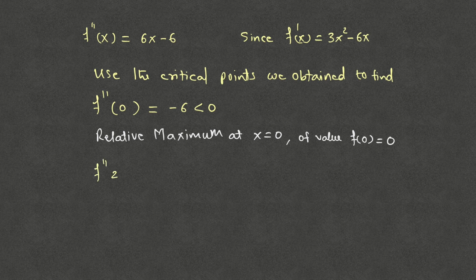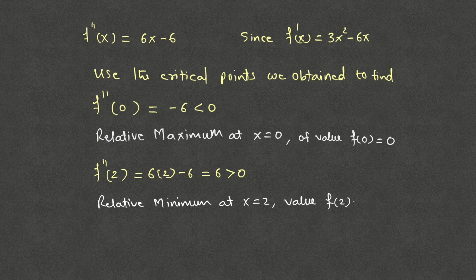Find the second derivative at 2, which gives 6 times 2 minus 6 equals 6, a number greater than 0. Therefore, there is a relative minimum at x equals 2. And the value is f of 2, which equals negative 4.